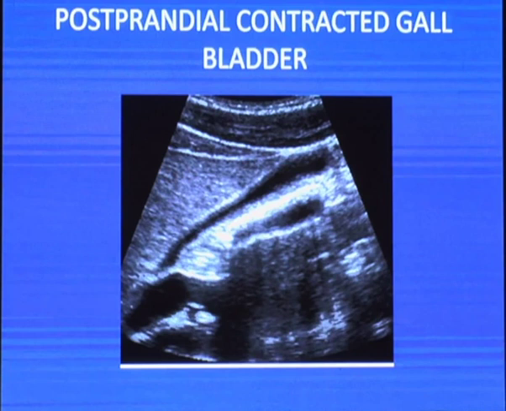So sometimes it becomes difficult to differentiate between the two conditions, and we call the patient once again with proper fasting. In a contracted gallbladder, the lumen is less than 1 centimeter and the wall appears thickened. This is pseudo thickening. The gallbladder wall shows a striated appearance and pseudo thickening. So we should call the patient once again with proper fasting.